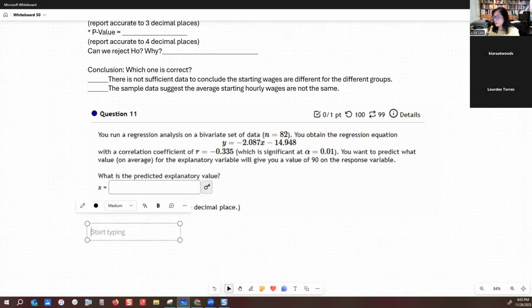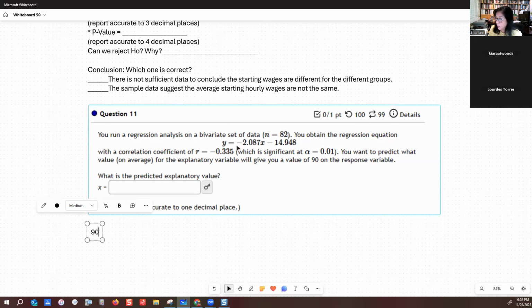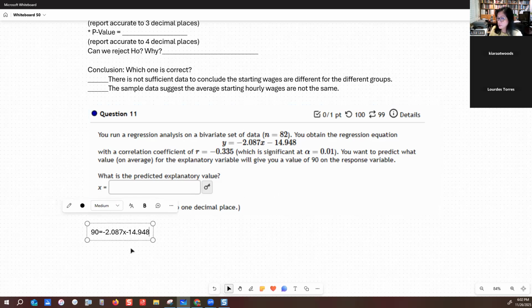So to solve this problem, you have to be very careful because this problem gives us the y first. We give you a value of 90. So what you do, you have to replace the y by 90. Now the equation is there: y equals negative 2.087x minus 14.948, right? So you replace y by 90, then copy the 2.087x and minus 14.948. Just copy that equation.